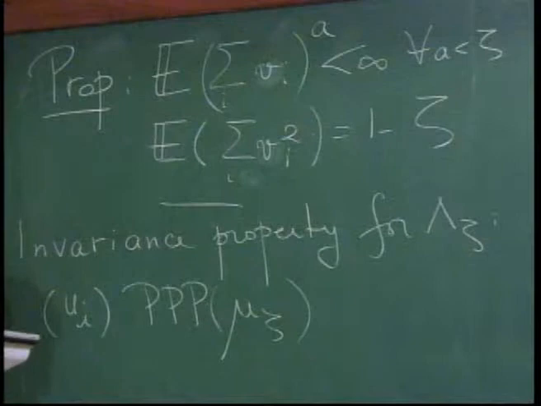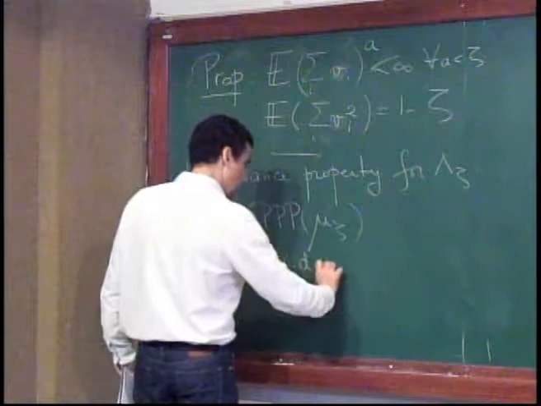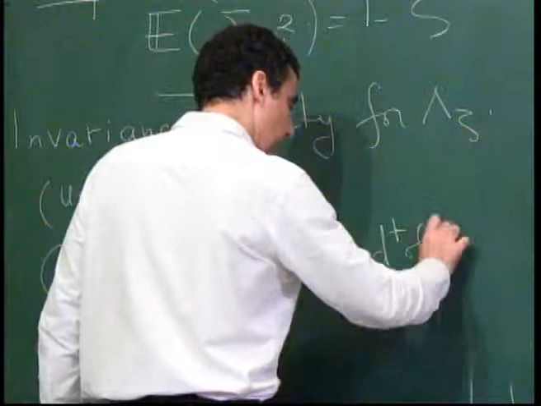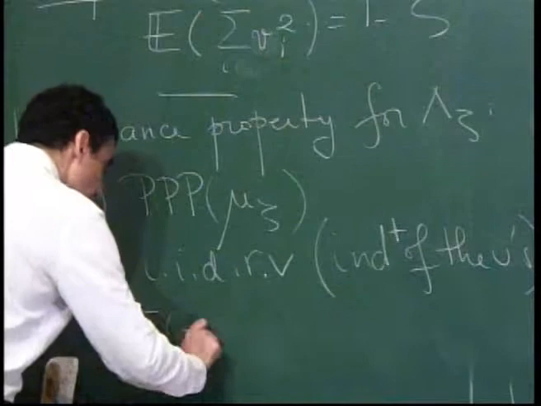Now consider Z_i, which are IID random variables, and independent of the U's. So I take a collection of IID random variables. And I assume that the expectation of Z to the zeta is finite.